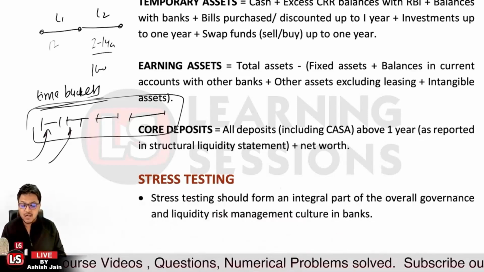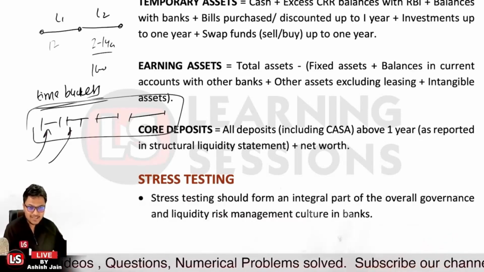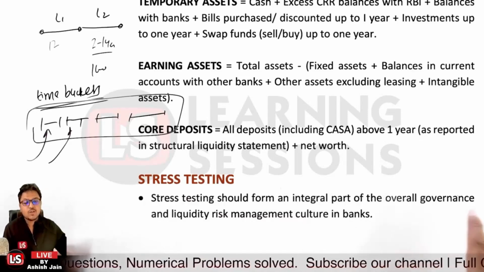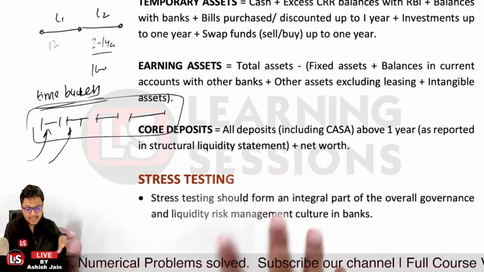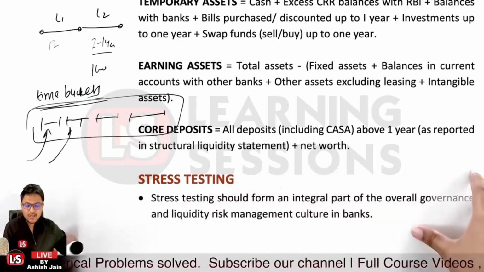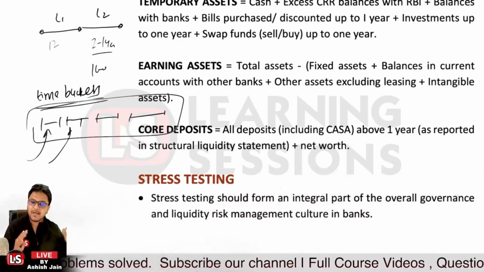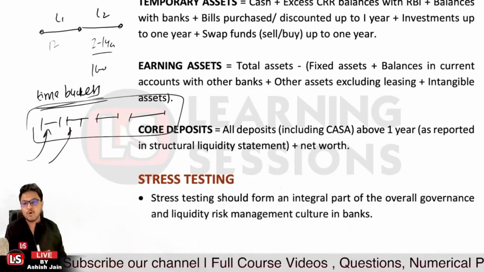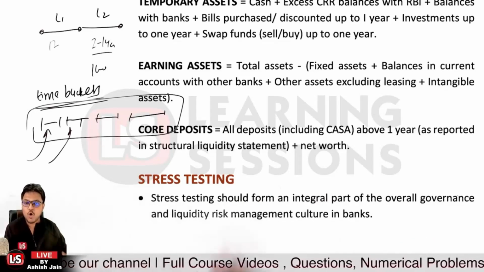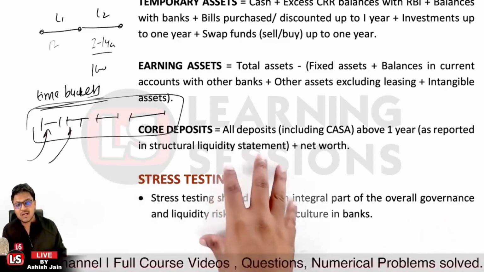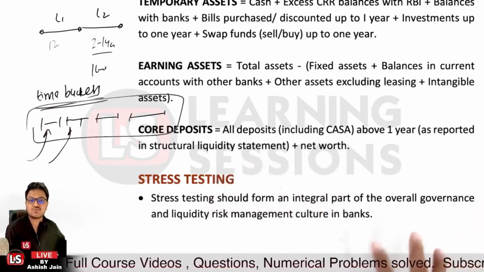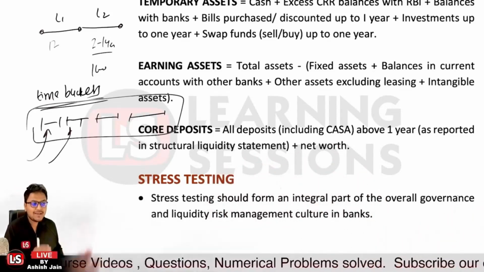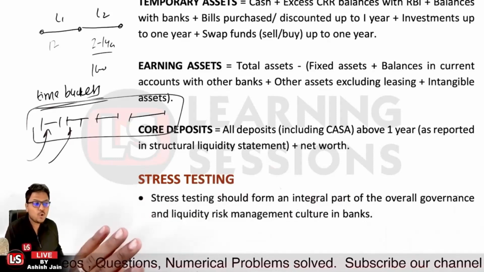We have already done case studies based on that, so you can learn the concepts from there. Let me just tell you that under the different volatility, you don't consider 100% of the current or savings funds to be volatile. We are talking about the non-volatile part, the part of CASA which is above 1 year as per the structural liquidity statement, plus net worth. Those are the core deposits.